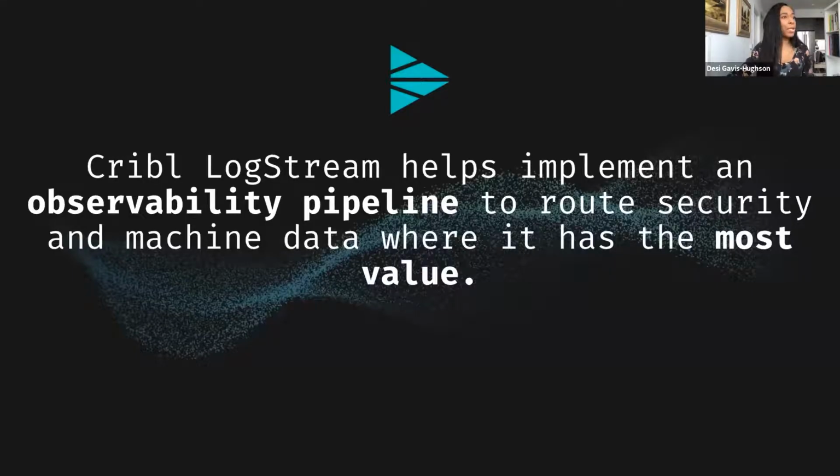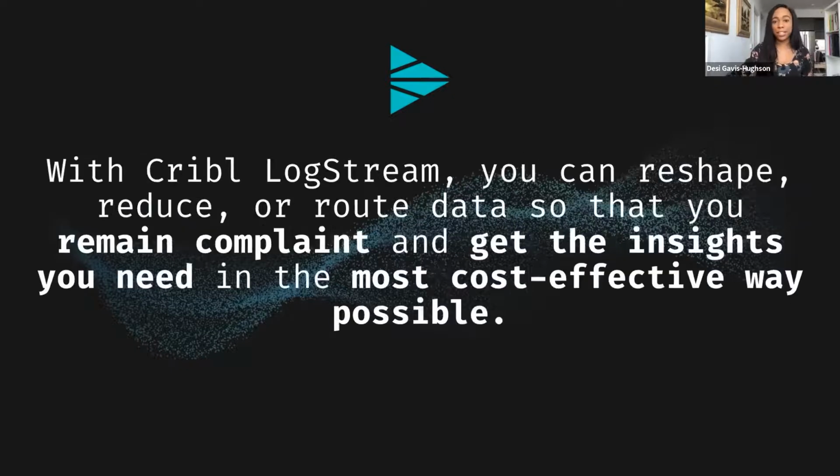So if you forget everything that I've said here today, remember this, please. Cribl helps implement an observability pipeline to route security and machine data to where it has the most value. We're going to help you slash costs, improve performance, and get the right data where it's needed in the formats required. With Logstream, you can reshape, reduce, or route data so that you remain compliant and get the insights you need in the most cost-effective way possible.